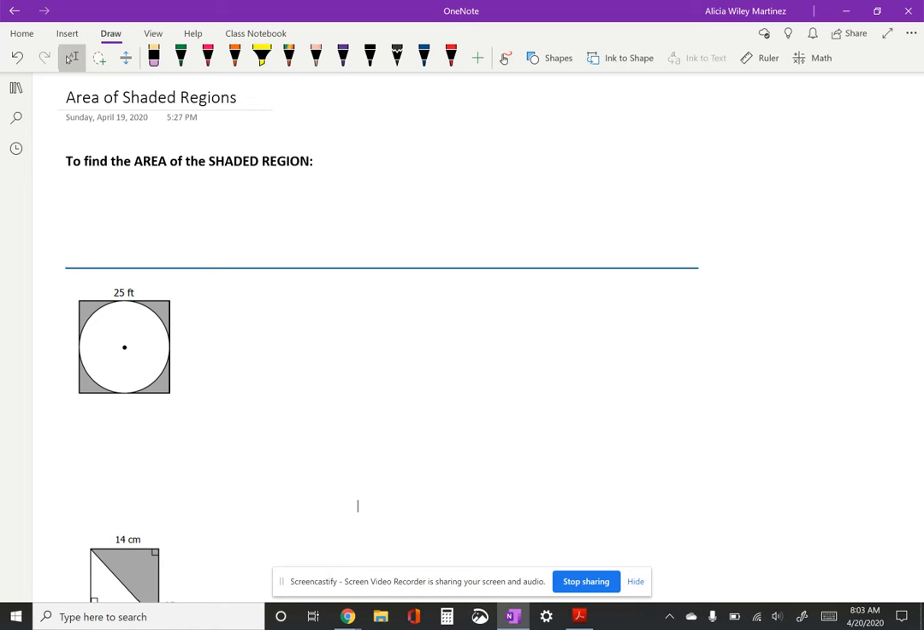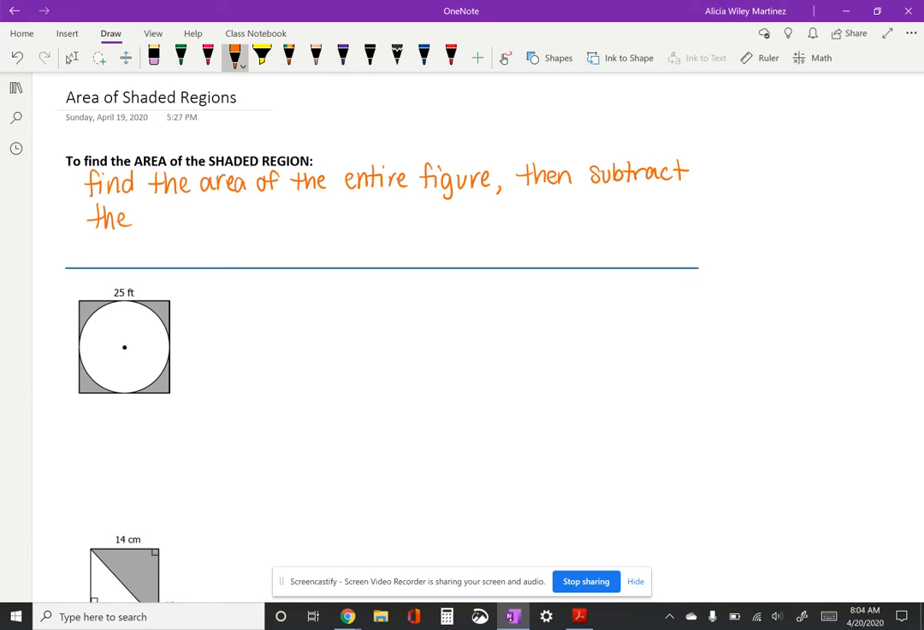So what you're going to do on these problems is find the area of the entire figure, and then you're going to subtract the area of the non-shaded region.